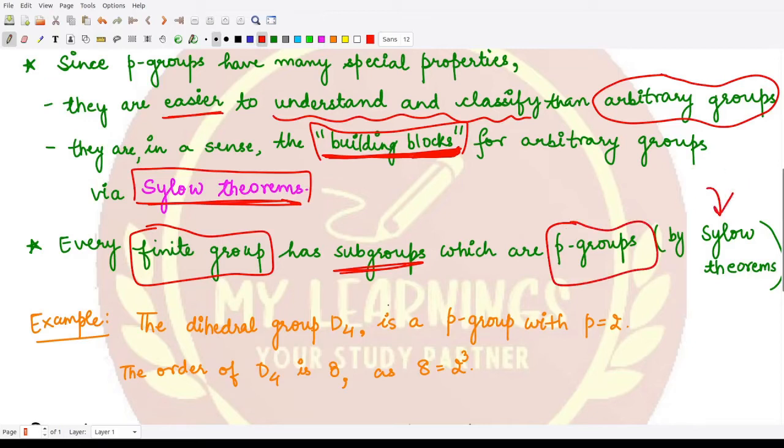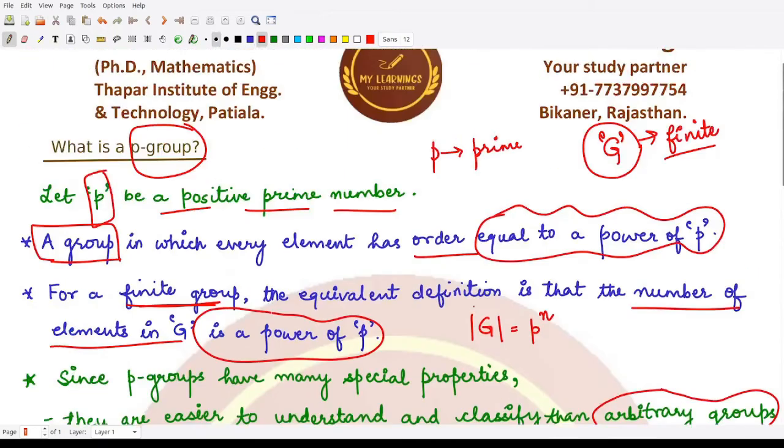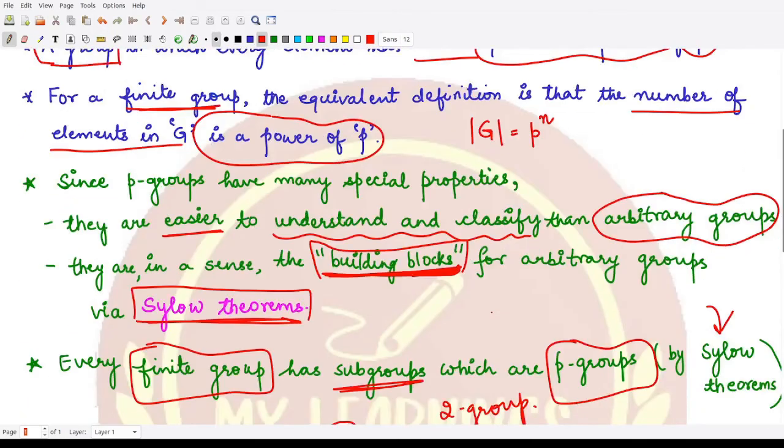As an example, we have been studying this dihedral group D4. This is the group of symmetries of a square. This is a P group. Why? Because it has order 8, and you know 8 could be written as 2 raised to power 3, where 2 is a prime number. So we have written the order of this finite group as a power of the prime number 2. So in fact this is a 2 group. So D4 is a 2 group. In a similar manner you could have more examples of P groups.